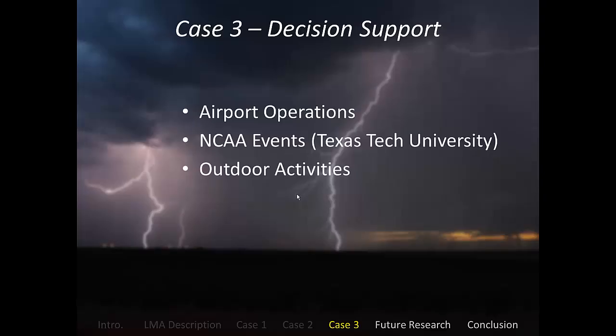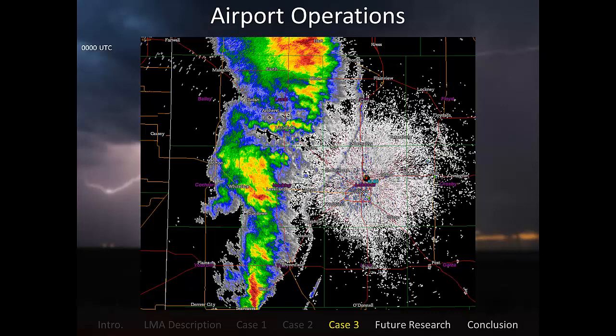Case 3 is looking at decision support and how we use this in our office to help some of the people that we work with. The first one primarily that we use it with is the airport here in Lubbock. It is an international airport, but it also happens to be a FedEx hub. So twice a day we get the big 737s that come in with packages that have to be delivered across all of West Texas.